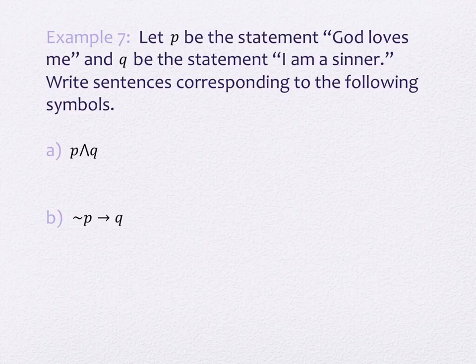So we start out by simply writing P, and P is the statement, God loves me. God loves me. Okay, what does that next symbol mean? And then my last statement, or second statement, is I am a sinner.